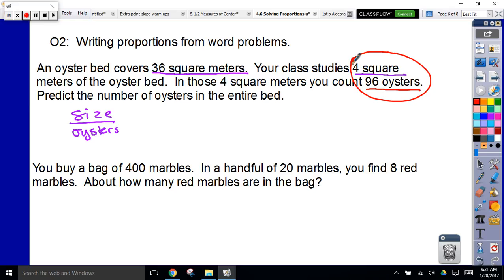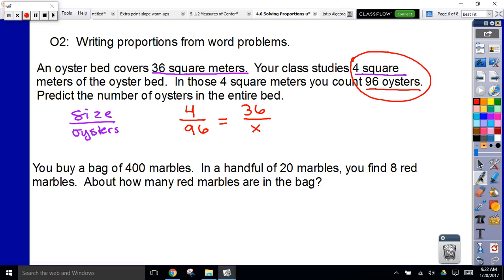So our first ratio is going to be the size is 4, so we're going to put that on top, and there are 96 oysters. On the other side, we're going to say the size of the oyster bed is 36, but we don't know how many oysters. So we're going to put an X on the bottom for the number of oysters.